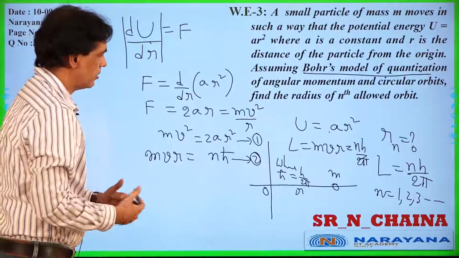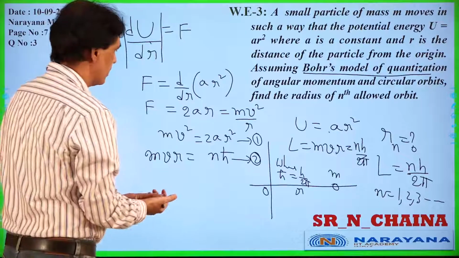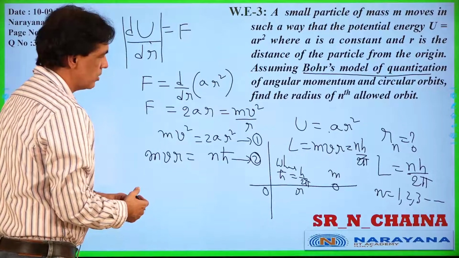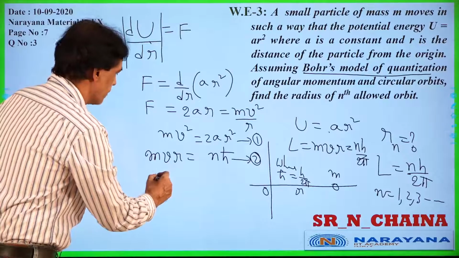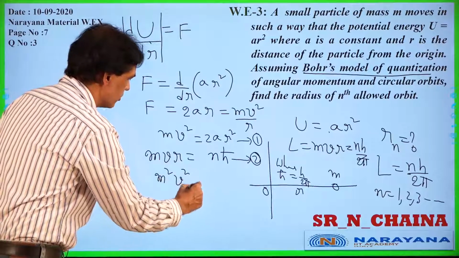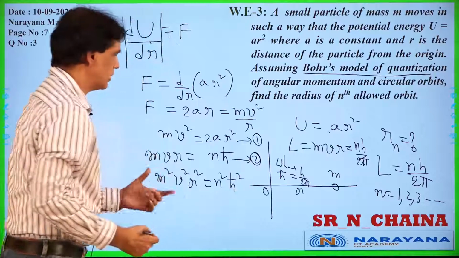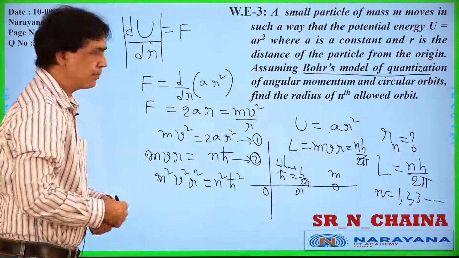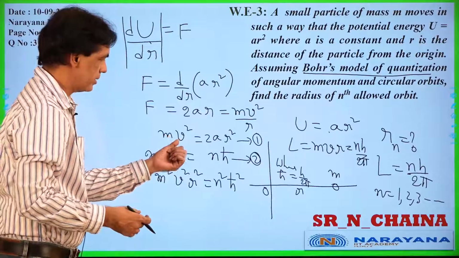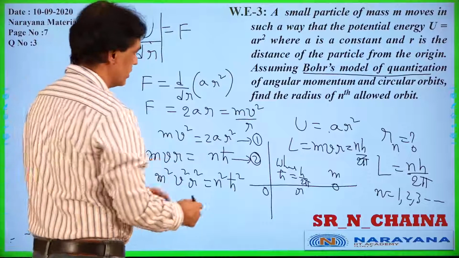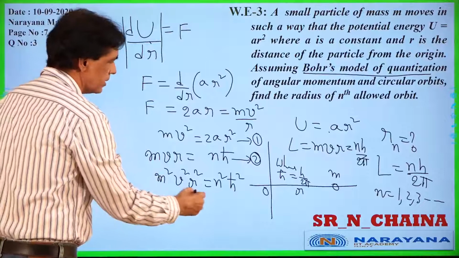Actually, I need to find the r value. To get the r value, I'll divide these two equations. Before dividing, I'll square equation 2. Then I will get m square v square r square equal to n square h cross square. Why should I square it? To eliminate v, so that I can get the r value in terms of constants. Squaring equation 2, I get this one.